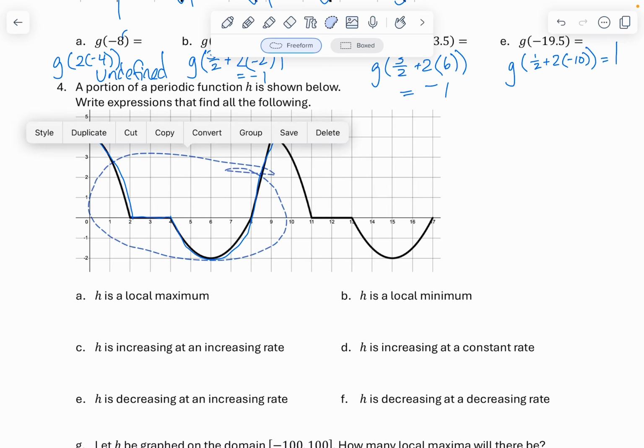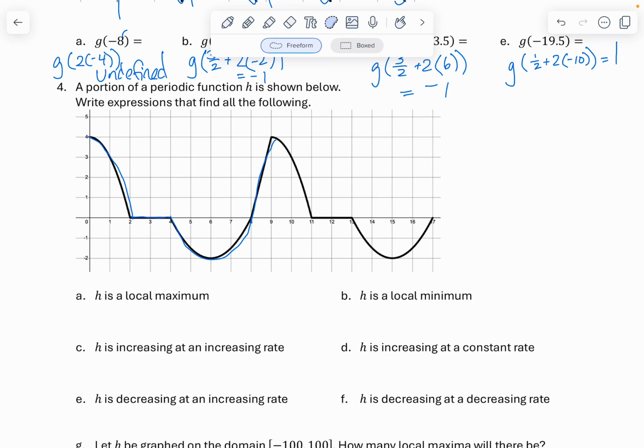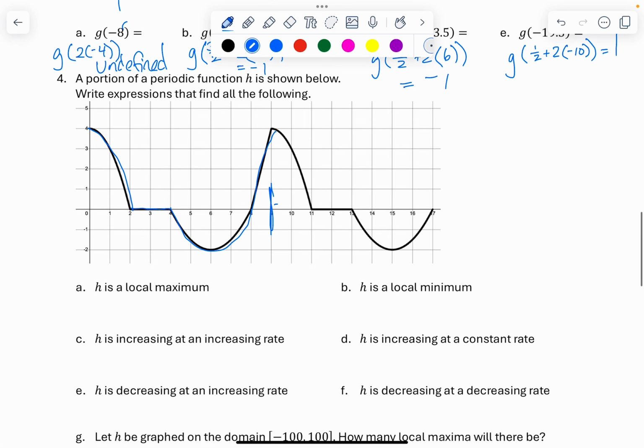Looking at this, how long did it take to do everything it's going to do? What is its period? It did everything it's going to do by 9, and so the period here is 9. Now it says, where does h have a local maximum? I see a local max here, and I see a local max here. They're 9 apart, so x is equal to 9k, but maybe we should say the k has to be an integer.